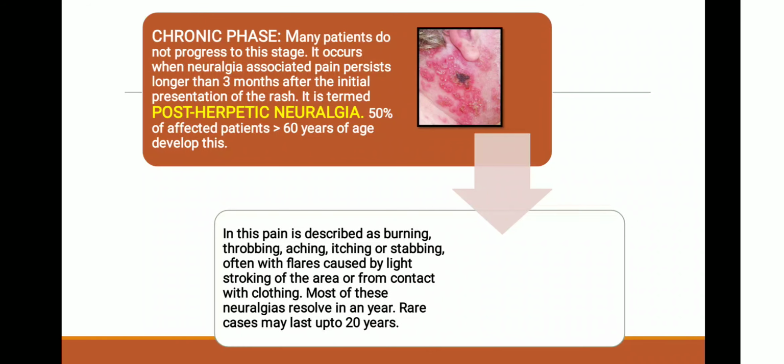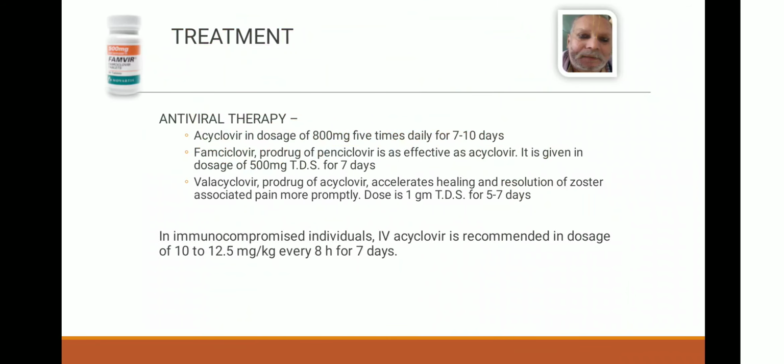Many patients do not progress to this stage, but here now neuralgia is there. 50% of patients will have neuralgia. If the pain is described as burning, throbbing, aching, itching, even after 3 months of the rash, it is neuralgia. Treatment for all: for chickenpox, there is a vaccination. For zoster in an adult, there is antiviral therapy. Acyclovir is given in a higher dosage of 800 milligrams 5 times a day for 7 to 10 days.